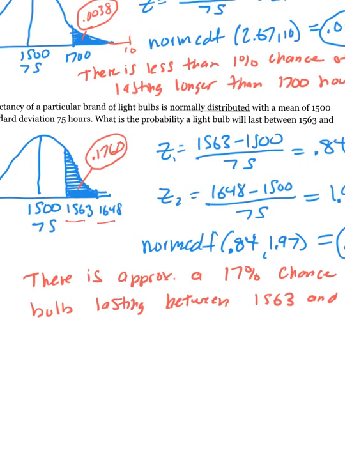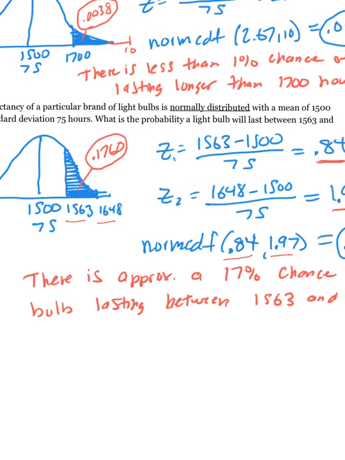So I need to find the two z-scores. So I did z1 first for 1,563. That's 0.84. And I did the z-score for 1,648. That's 1.97. And then I do normal CDF, low z-score to high z-score. So 0.84 is the lower of the two, and 1.97 is the higher. And I get 0.1760, so about 17%. So there's an approximately 17% chance of a bulb lasting between 1,563 and 1,648 hours.